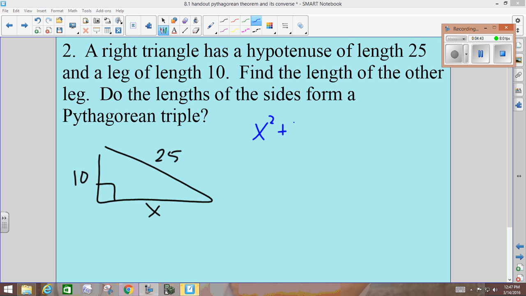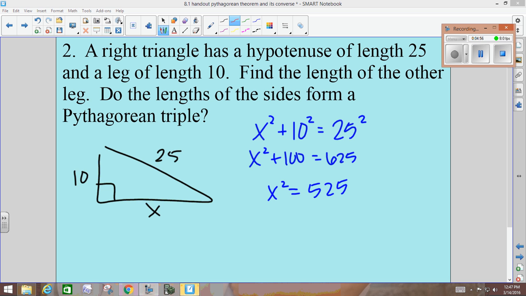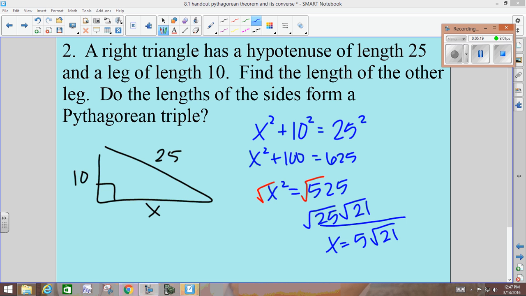Using your Pythagorean theorem, x squared plus 10 squared equals 25 squared. So x squared plus 100 equals 625. Subtract that over and you get x squared equal to 525. Take the square root. Does it come out evenly? Okay, I didn't tell you this, I'm sorry. If they don't come out evenly, simplify them down. Don't give me the decimal answer unless it says round or it says approximate. If it doesn't say that, then assume you have to make them simplified. 25 goes in there 21 times, so your x value would be 5 square root 21.